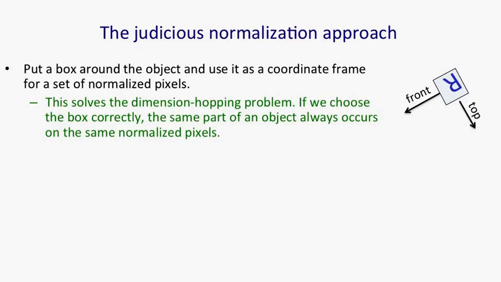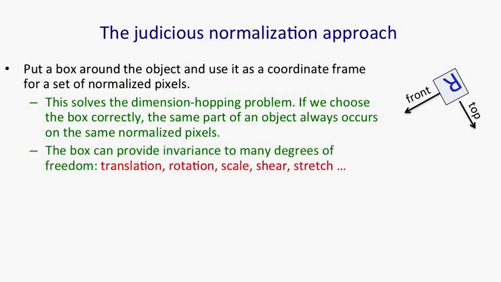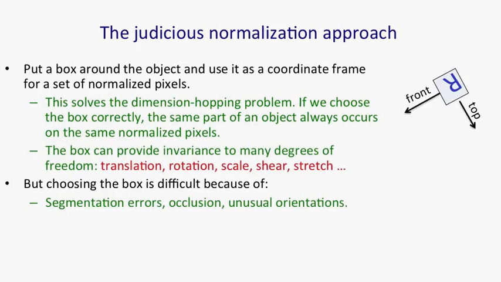If we choose the box correctly, the same part of an object would always occur on the same normalized pixels. It doesn't have to be a rectangular box. We can provide invariance to not only translation and rotation and scale, but also things like shear and stretch. Unfortunately, choosing the box is difficult. It's difficult because we might have segmentation errors, we might have occlusion, so you can't just shrink a box around things. We might have unusual orientations.